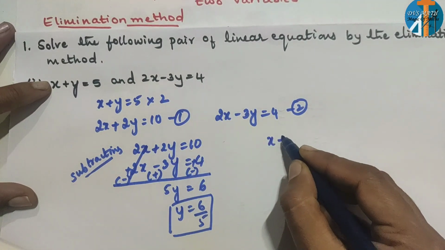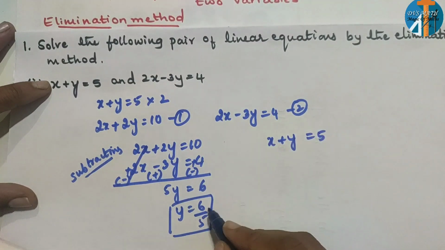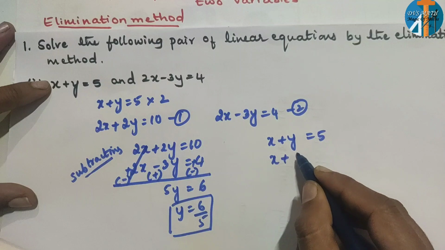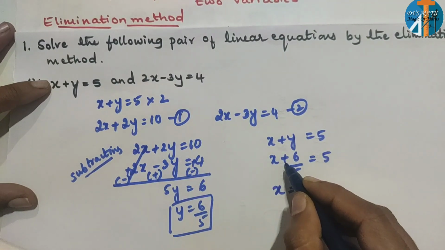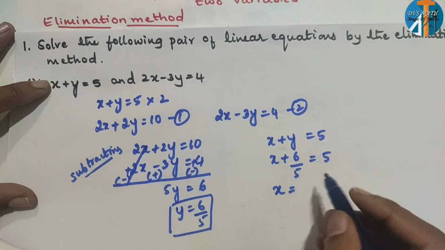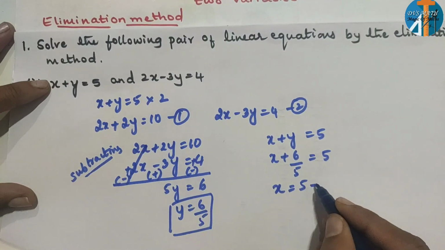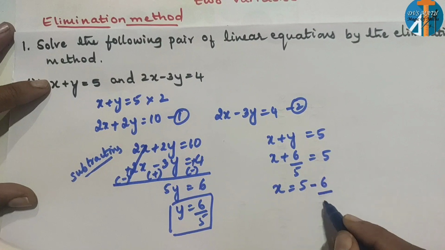Take that only, that is x plus y is equal to 5. So now let us substitute x plus 6 by 5, right? We got 6 by 5 is equal to 5. So x is equal to, take plus 6y to the RHS, it becomes minus. So 5, it will be as it is, plus 6y becomes minus 6 by 5.